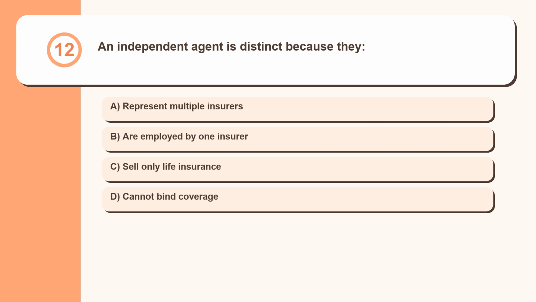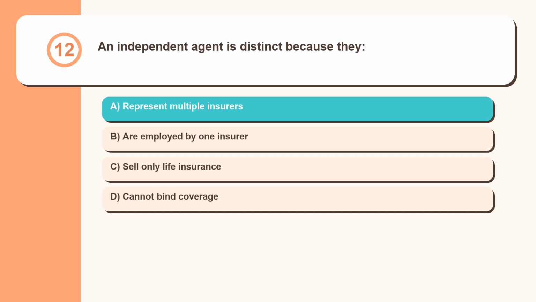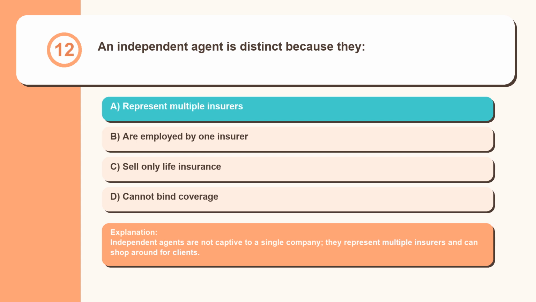Question 12. An independent agent is distinct because they represent multiple insurers, are employed by one insurer, sell only life insurance, cannot bind coverage. Independent agents are not captive to a single company, they represent multiple insurers and can shop around for clients.